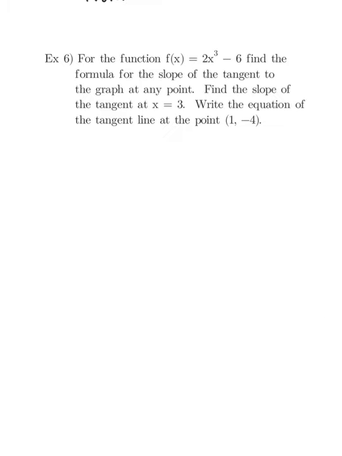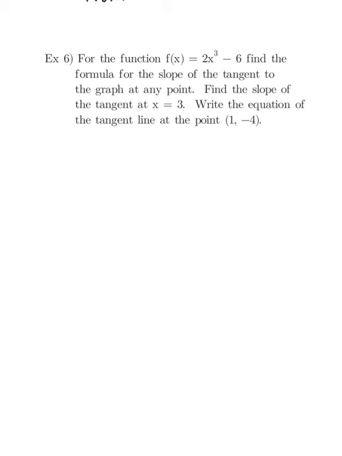On example 6, we are told for the function f of x equals 2x to the third minus 6, find the formula for the slope of the tangent to the graph at any point. Find the slope of the tangent at x equals 3. Write the equation of the tangent at the point 1, negative 4. If you go back and look at this, you will see that we actually have 3 questions here.